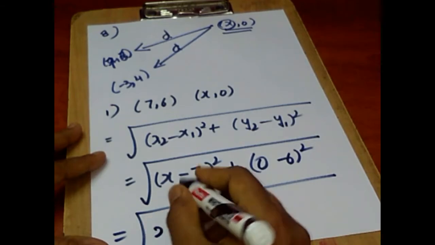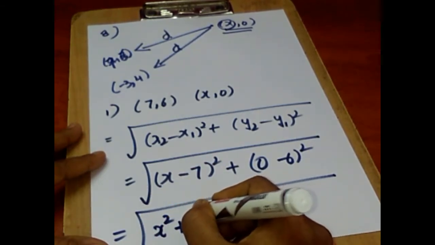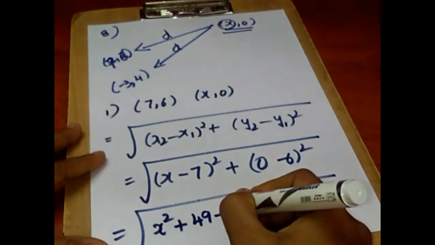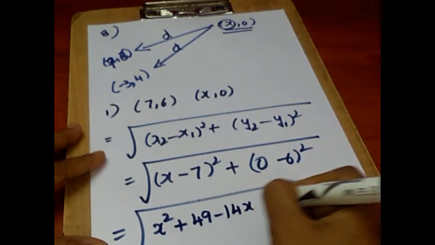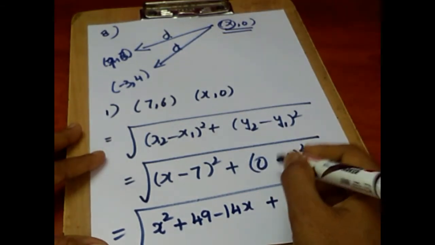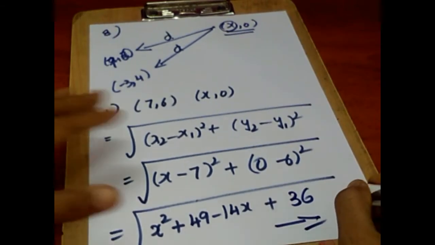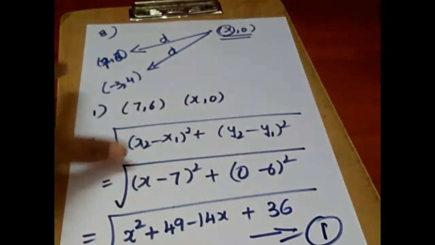Square root of x minus 7 whole square. a square is x square, b square is 49, minus 2ab is 14x. 0 minus 6 is minus 6, minus 6 whole square is 36. Let us mark this as result number 1.